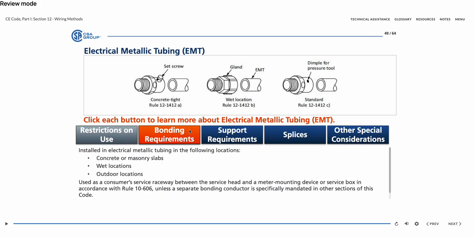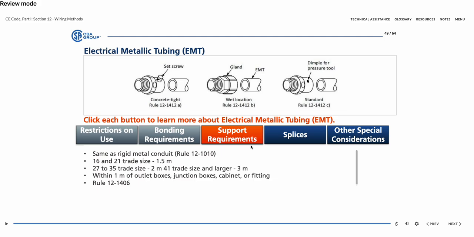When Section 10 requires bonding, a separate insulated bonding conductor must be installed in electrical metallic tubing that is installed in any of the following locations: concrete or masonry slabs in contact with the earth, wet or outdoor locations. When used as a consumer's service raceway between the service head and a meter mounting device or service box, bonding is in accordance with Rule 10-606 unless it requires a separate bonding conductor as mandated in other sections of the code.